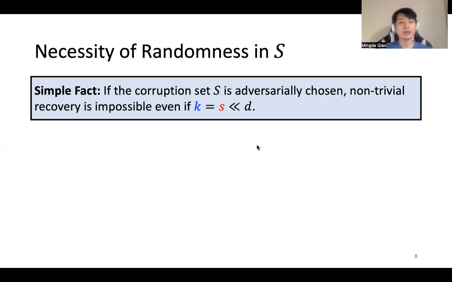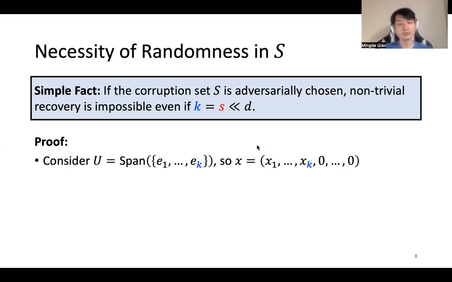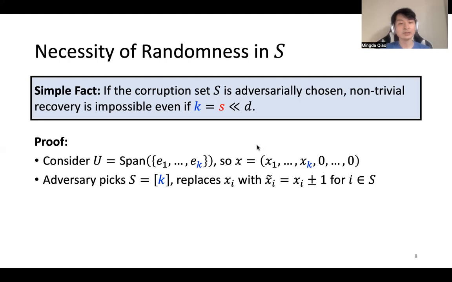So when they are small, it should mean that the data is more structured and the adversary is weaker. But we show that even in this case, recovery is not possible. For the proof, we consider the subspace U consisting of all the vectors supported on the first K coordinates. Then we let the adversary pick S to be 1 through K and replace each Xi with Xi plus or minus 1 for every i in this corruption set S.